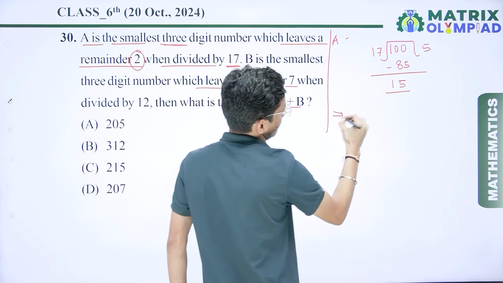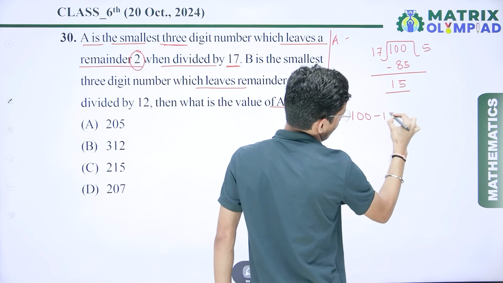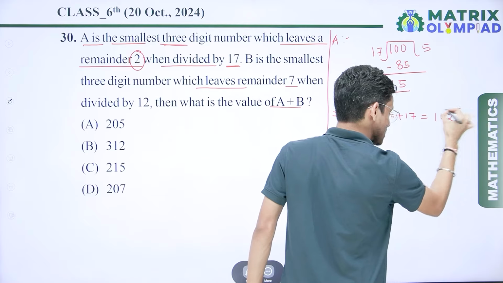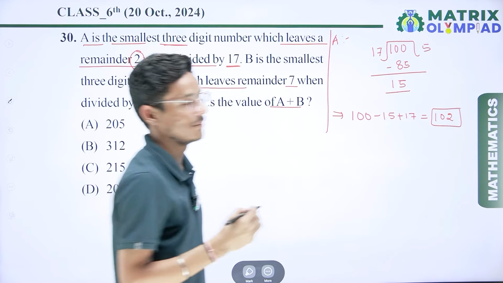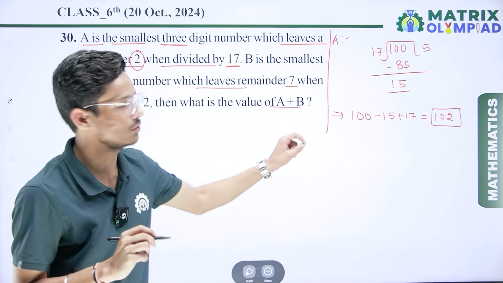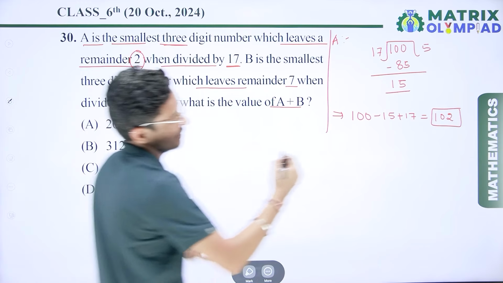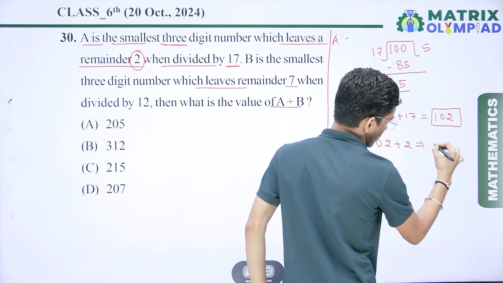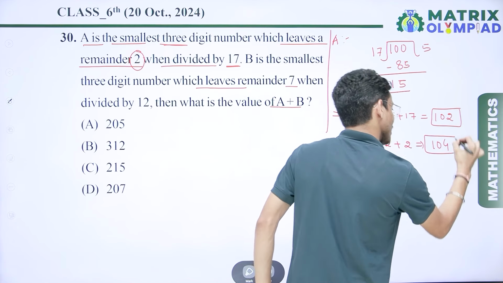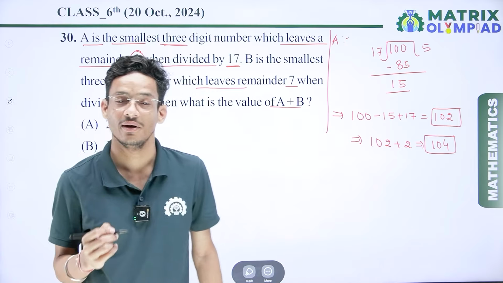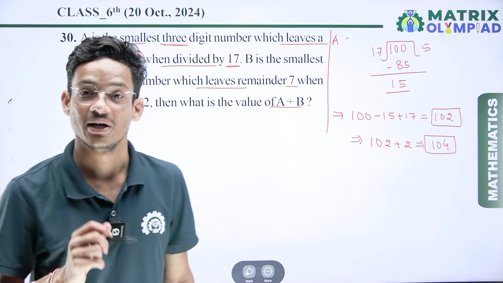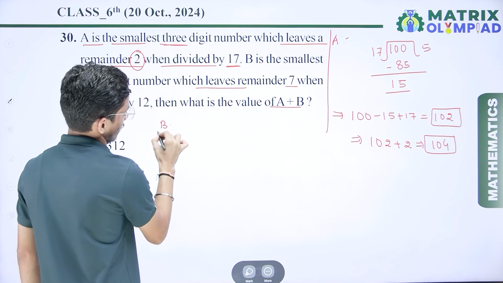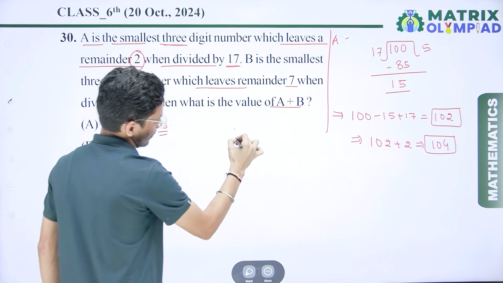So simply, I can say 100 minus 15 plus 17. So here I get 102. So the smallest 3-digit number that is completely divisible by 17 is 102, and we have to find remainder 2. So here I add 2 to the number 102. So here I get the answer 104. So I can say that 104 is the smallest 3-digit number that, when divided by 17, gives remainder 2. Now if I talk about B, again we take the smallest 3-digit number, that is 100.